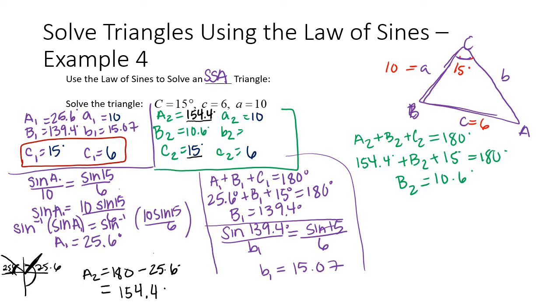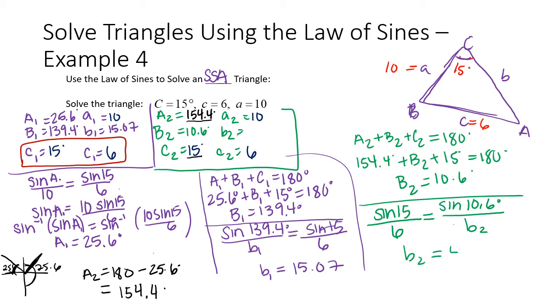So then to find the letter little b, again, set up those ratios. So the sine of C over side C equals the sine of angle B in the second triangle divided by the side of angle B in the second triangle. When you go through to solve that, you'll end up getting 4.26. So it's not too bad when you get two triangles. You just have to remember to check to see if there's more than one triangle when you have this type of scenario. And if there are, it's basically doing the law of sines twice.